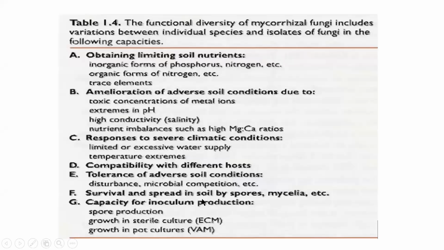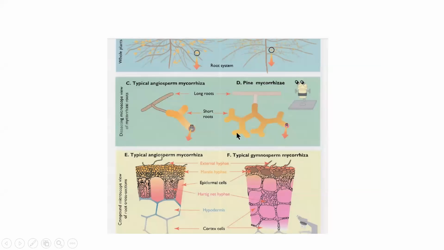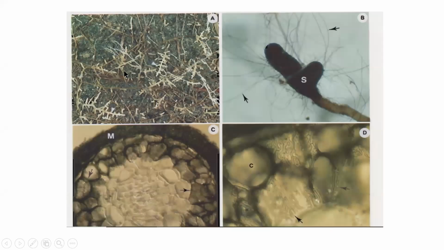So these are the functions of mycorrhizal fungi, which I have included. You can take it down in the form of notes. So other diagrams, how the dichotomous branching is seen, the fungi developing dichotomous branching in ectomycorrhiza. Okay, these are some diagrammatic representations of mycorrhiza. You can see the dichotomously branched rootlets, the plant roots which showed mycorrhizal association.